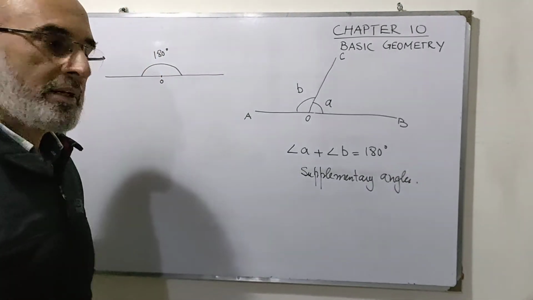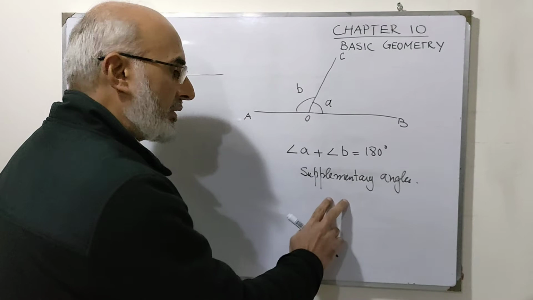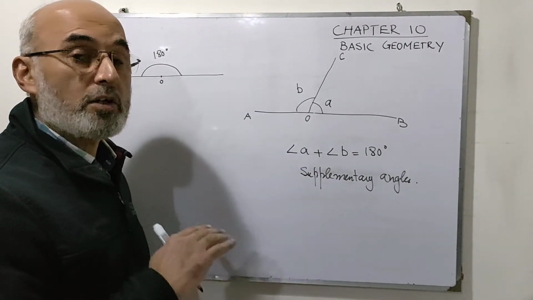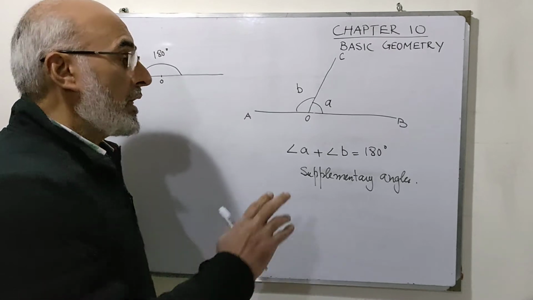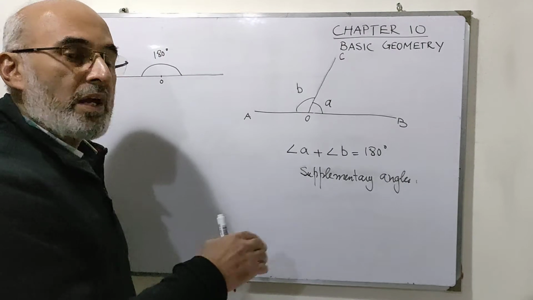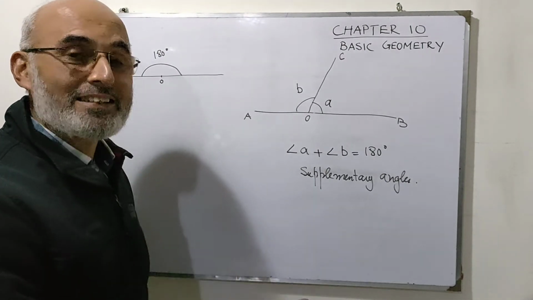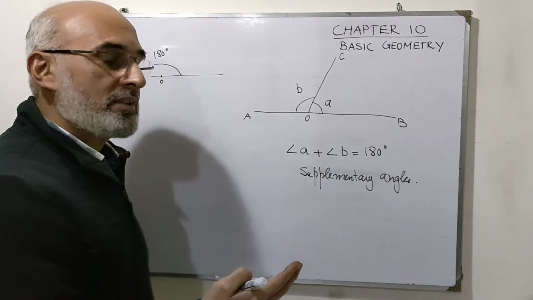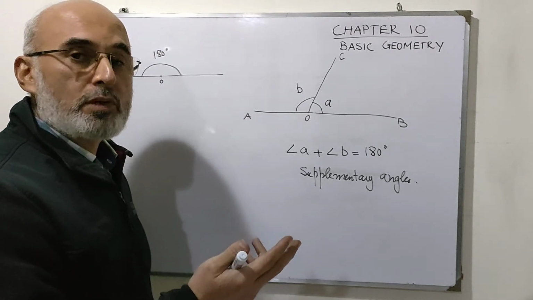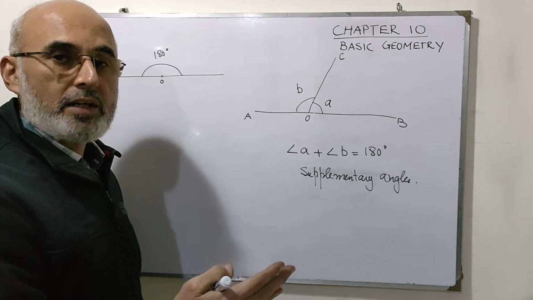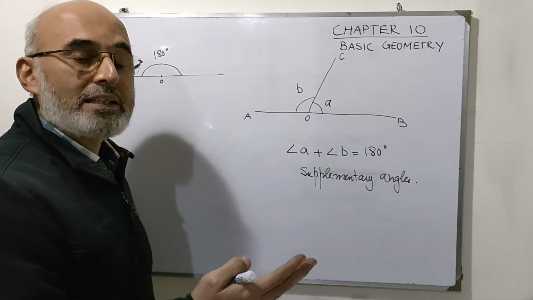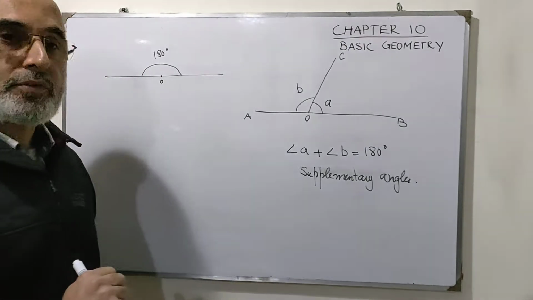And like complementary angles, for supplementary angles it has to be a pair of angles, not three, not more than two, okay? So if we have a pair of angles like this, A and B, and if we sum up and it is equal to 180 degree, then we say these are supplementary angles. If the sum of a pair of angles is equal to 90 degree, it's complementary. If the sum of a pair of angles is 180 degree, it's supplementary, okay?